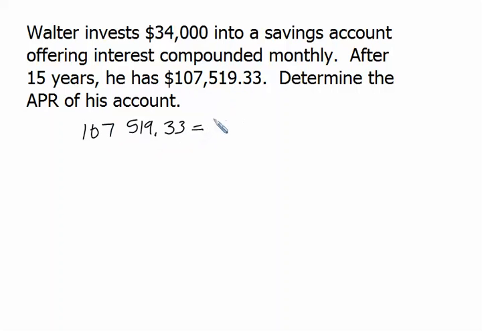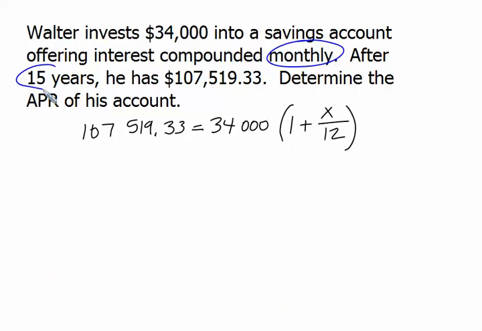$107,519.33. The original amount was $34,000 times 1 plus the interest rate, which we don't know, we'll call it x, divided by the fact that we're compounded monthly. Now, compounded monthly for 15 years will tell us what the overall exponent should be. So 12 times 15 is going to be 180. That's our exponent.